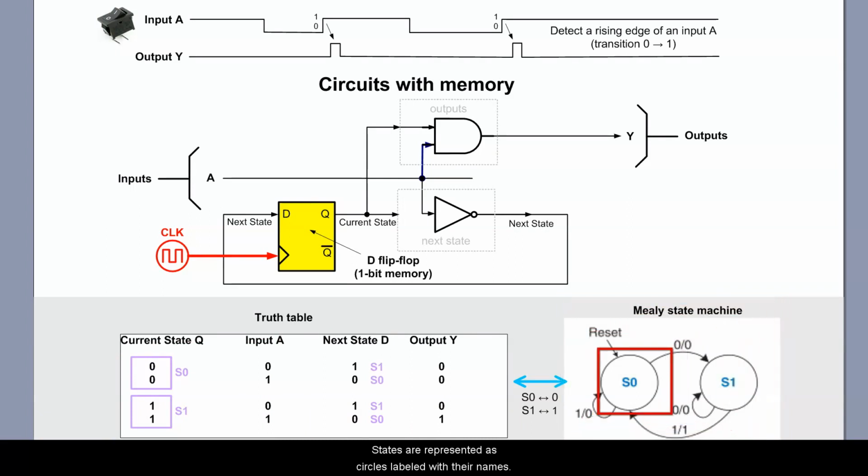States are represented as circles labeled with their names. So, for example, after reset, the state of the flip-flop is 0, which is represented as a circle labeled S0.